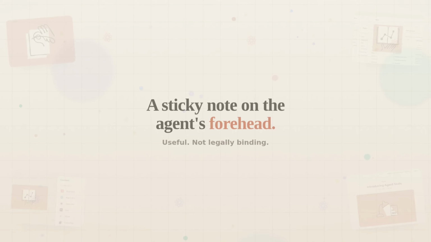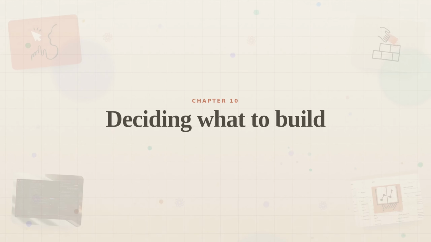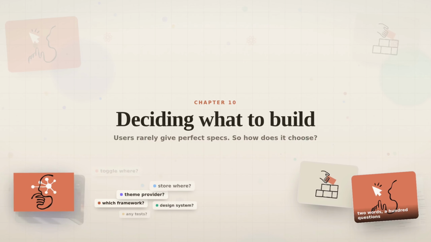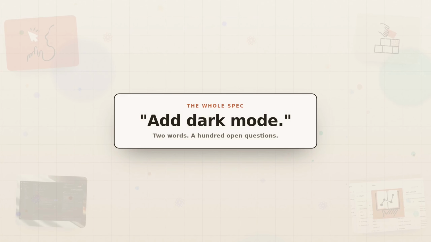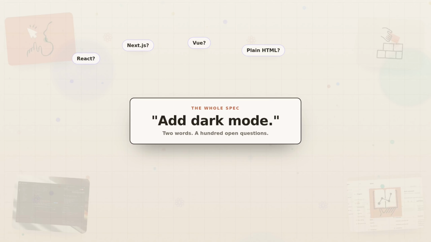So instruction files are powerful, but think of them as a sticky note, not a law. Now the tricky part. How does it decide what to actually build? Because we rarely give perfect specs. We just say, add dark mode. That sounds simple. But to implement it, the agent has to answer a pile of questions.